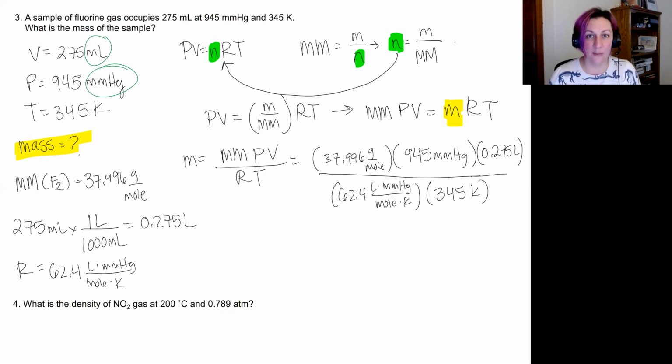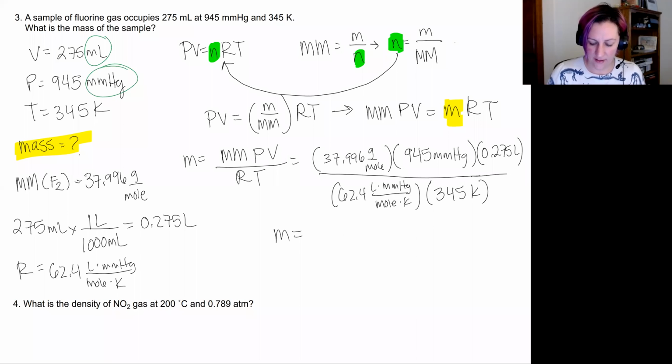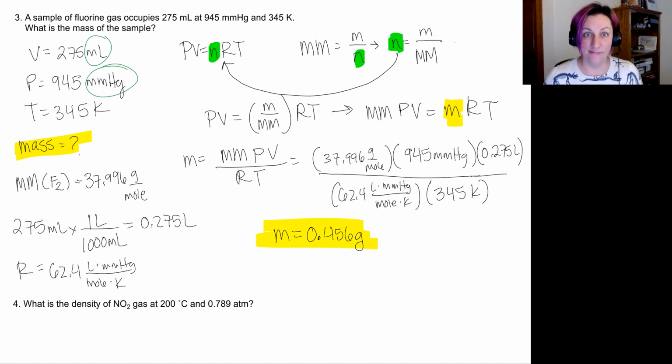Let's plug all of that into our calculator. And when we do, we're just going to get the mass. So the mass is going to be equal to, sorry, it's on the next page. 0.456 grams. All right. That's how we calculate the mass of that fluorine sample. Let's move on to the last problem for this video.